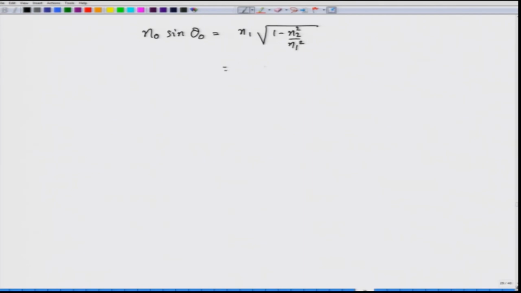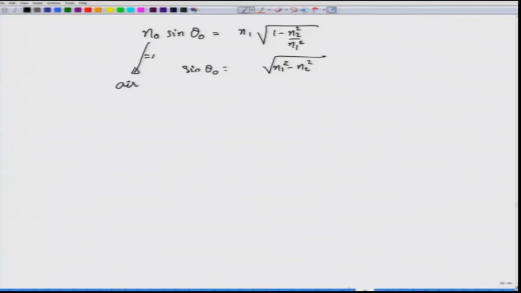So, I can rewrite this one. I will have the square root of N1 square minus N2 square, and then N1 comes out and cancels off with this N1. Usually the outside medium we take to be air, so that N0 is equal to 1. So, what I have is a relationship which governs the angle of incidence to the optical fiber end face, or the input of the optical fiber.